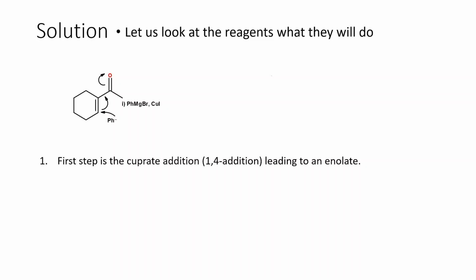So the first reaction is nothing but the 1,4 cuprate addition. The phenyl magnesium bromide, the negative part, the nucleophilic part, which is the phenyl unit, adds across the double bond. So this is nothing but the 1,4 addition as we mentioned earlier. So the phenyl group adds here, and finally the hydrogen will add here, and this will undergo keto-enol tautomerism to give the final product.